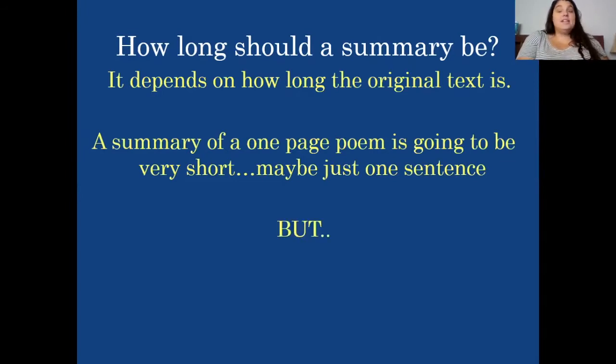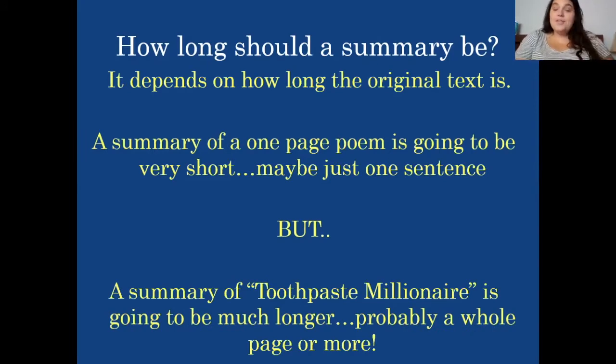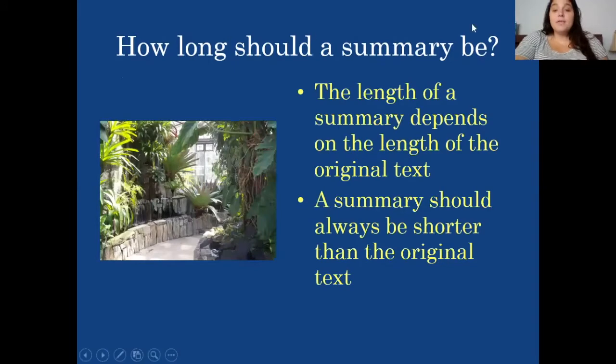But if you were going to take Toothpaste Millionaire, which is the book that we were reading before we left school, that's a novel, that's a chapter book. If you're going to be reading that and then I ask you to write a summary, you're going to need to write more than one sentence, right? You might need to write a whole page or more. So it just depends on how long your original text is. That's going to determine how long your summary is. But what's always important is that the summary should be shorter than the original text. Okay? So if I give you a one-page story, your summary shouldn't also be a page long. That means that you told me everything that happened in the story, and that's not a summary. Okay, so a good summary is a shortened version and only focuses on what's most important.